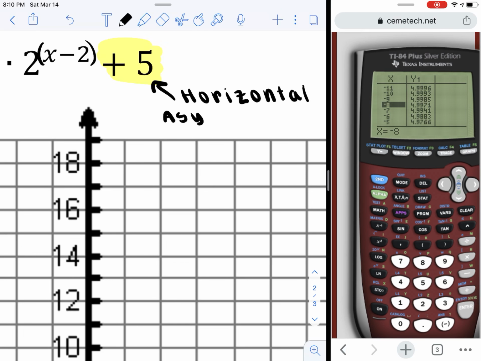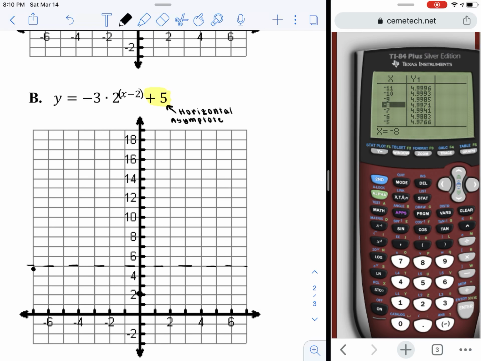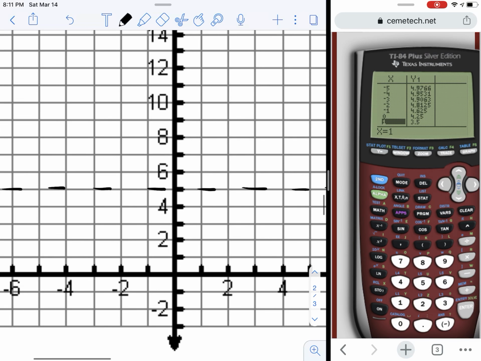As you do the remaining problems, I just want you to note that whatever number you're adding or subtracting at the end becomes your horizontal asymptote. Now, going back to our graph, you guys will see that as we become more positive, we can actually graph these values. I see that there is this point right here at 0, 4.25.